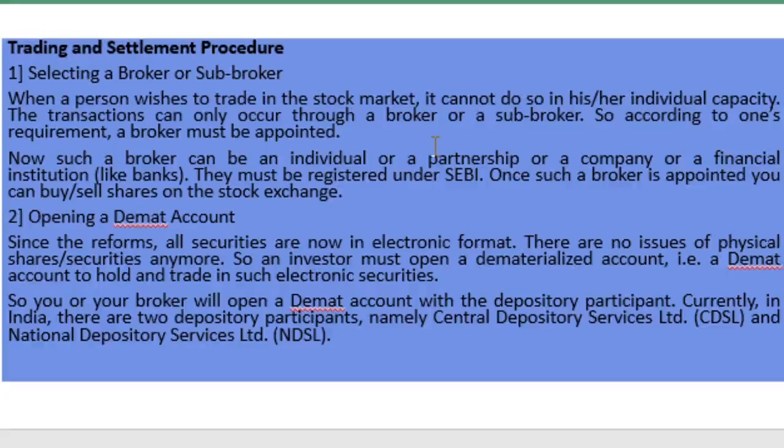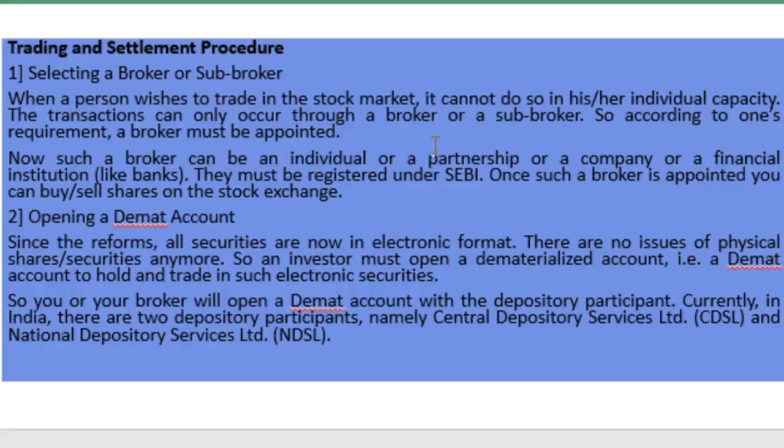Second one is opening a demat account. Since the reforms, all securities are now in electronic format. There is no issue of physical shares or securities anymore. So an investor must open a dematerialized account, that is a demat account, to hold and trade in such electronic securities.